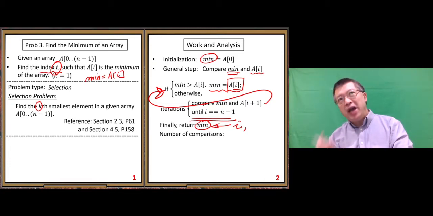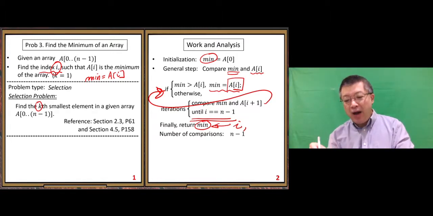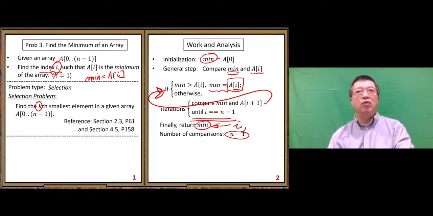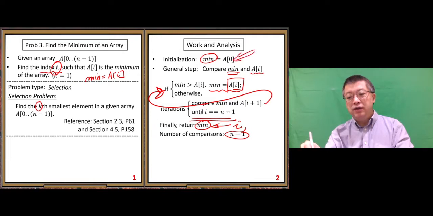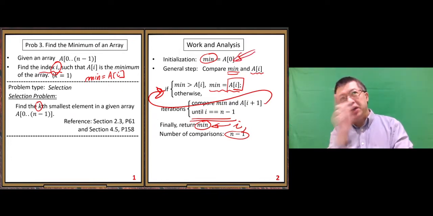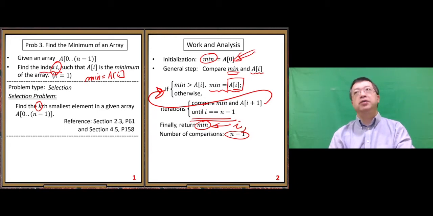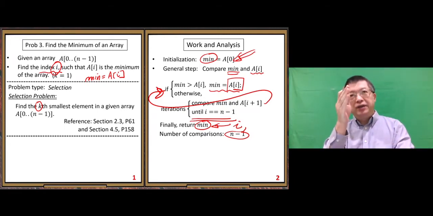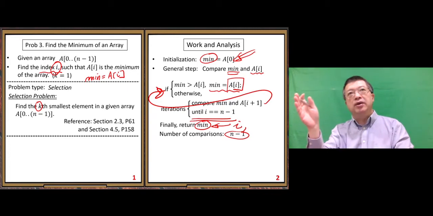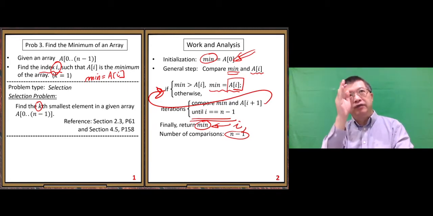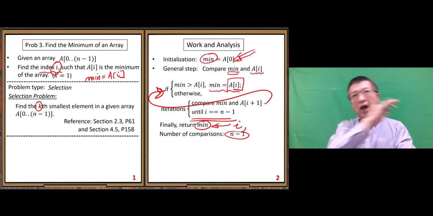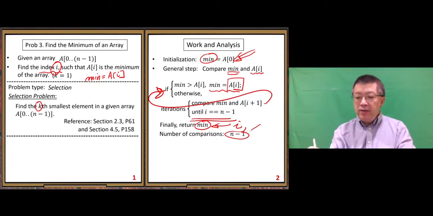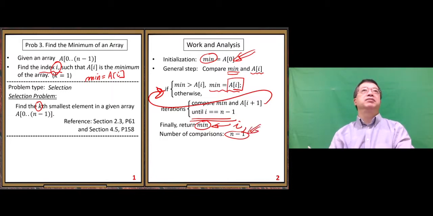Some of you may give me n, but that's not very precise. The precise number is n minus 1, not n. Why? Because for the first element, we don't need a comparison. The first element is our initialization step, so no comparison. After that, for each remaining element from a of 1, a of 2, each one we need one comparison. So for the whole array, we need n minus 1 comparisons.